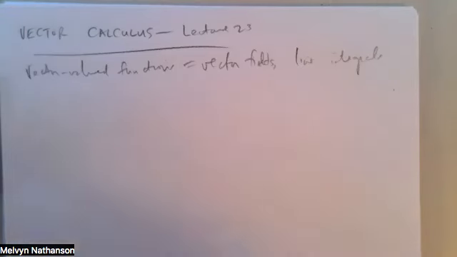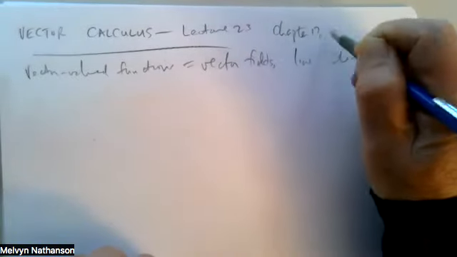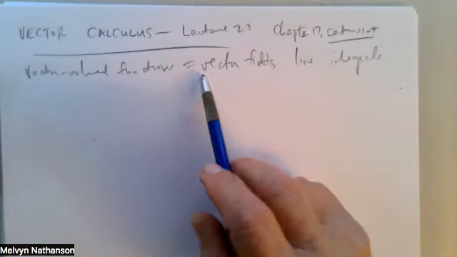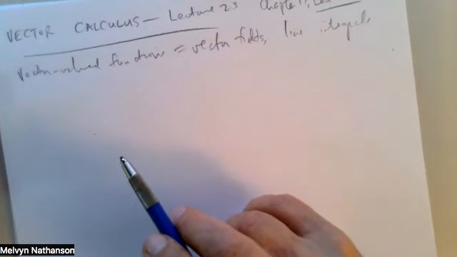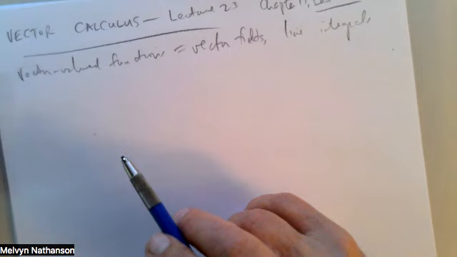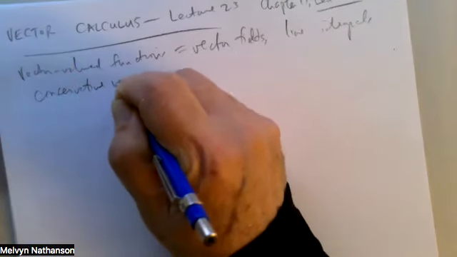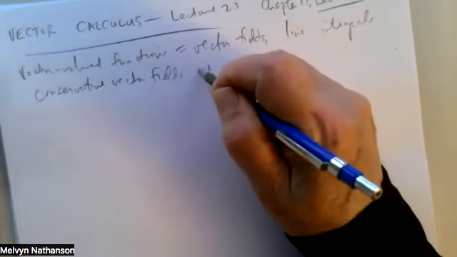So, vector calculus lecture 23, and the remaining topics that we're covering are in chapter 17, sections 1 to 4. And we talk about vector valued functions or vector fields, line integrals, and a particular important class of vector fields, which are called conservative fields. So conservative vector fields and potential functions.